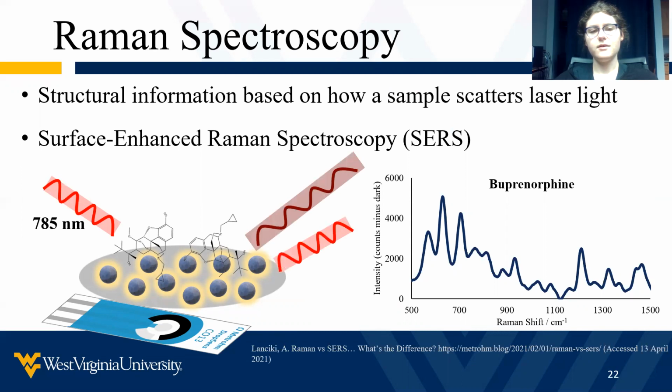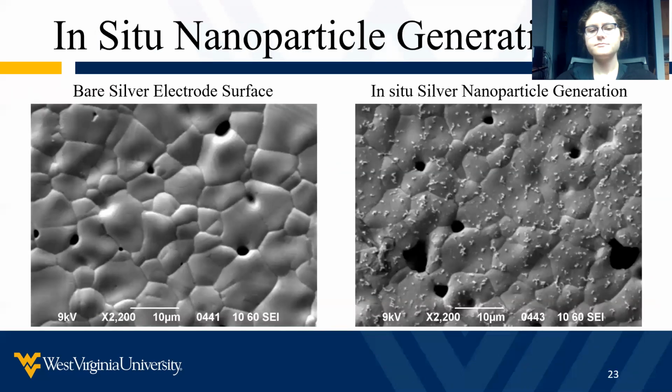And some of the scattering is called inelastic scattering. It's at a new color, and the exact shift in that color depends on the nature of the structure. And so the spectrum you get of these shifts is unique for each analyte.